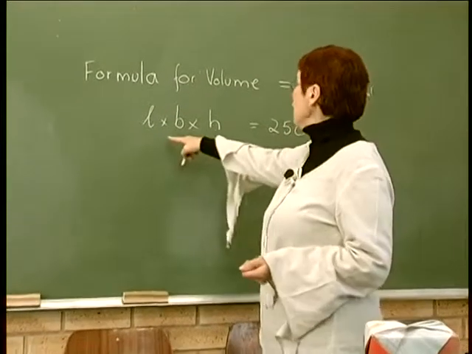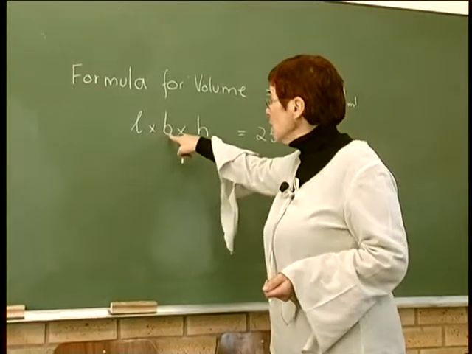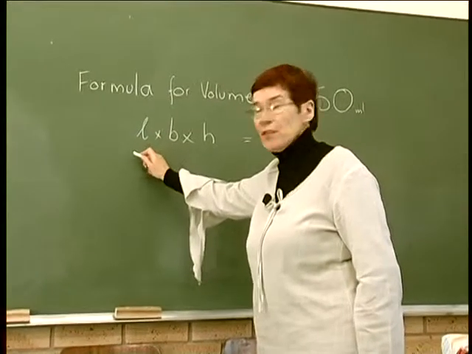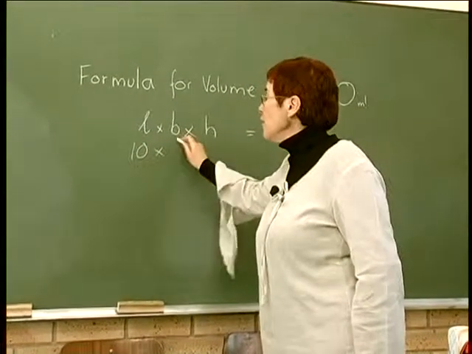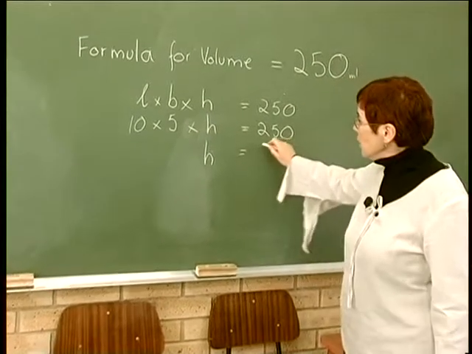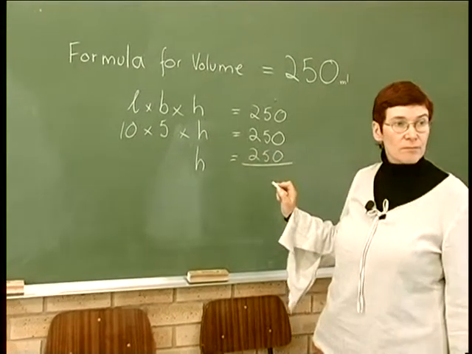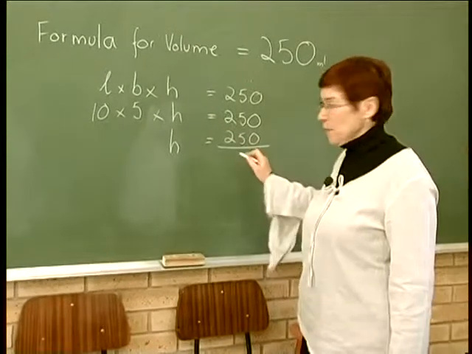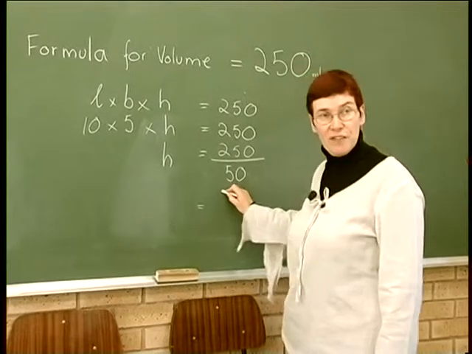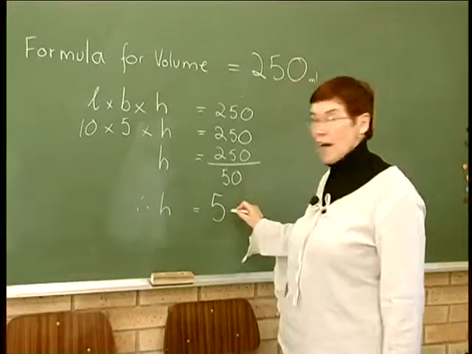Jessica explains that you should decide on some of the measurements so that you just have one unknown measurement. Okay, so you need to find the factors now of 250. What times what will give you 250? So we could choose 10 for the length and 5 for the breadth. If we want to work out h, we say that will be 250 divided by 50, that's right. Okay, and that will come to 5. Okay, therefore h equals 5.